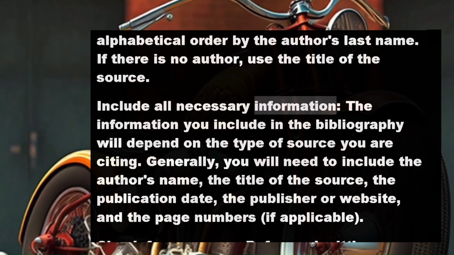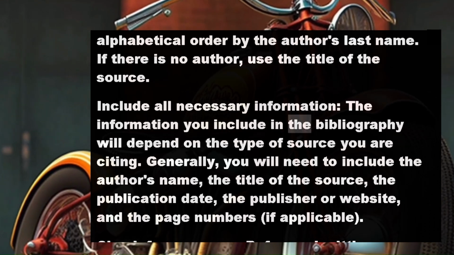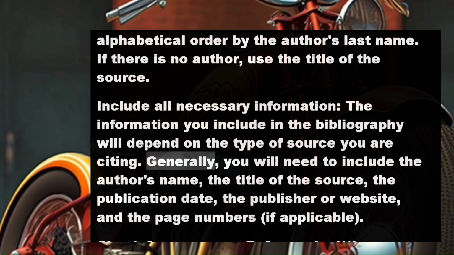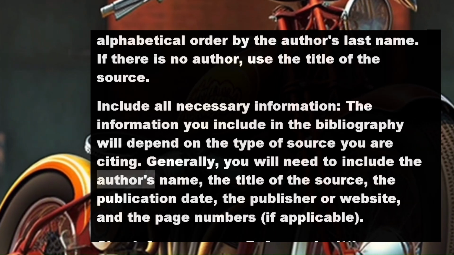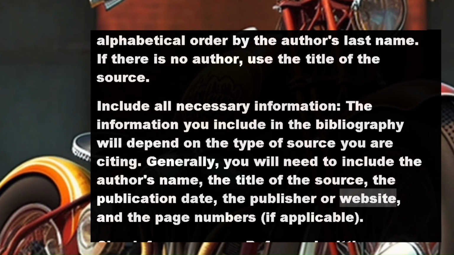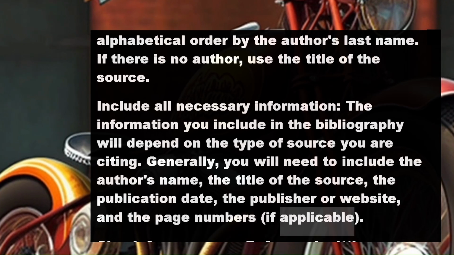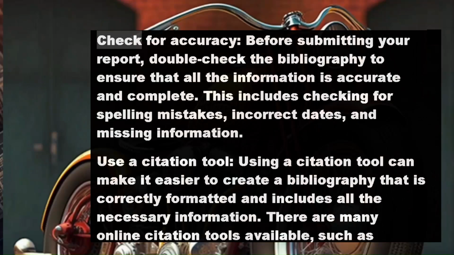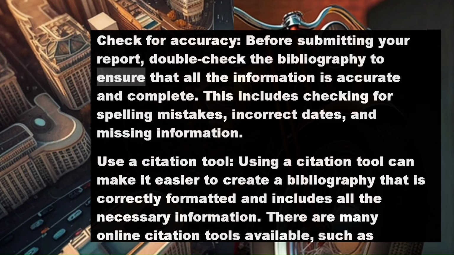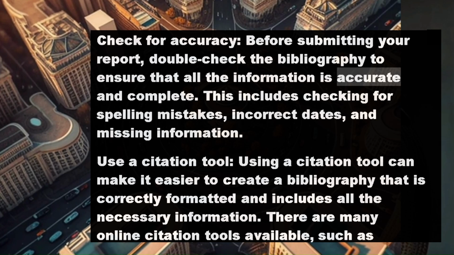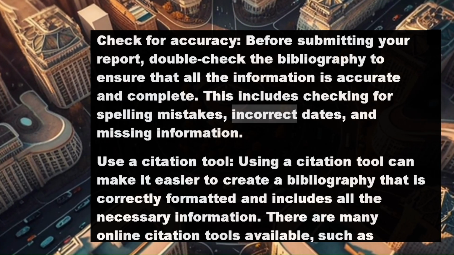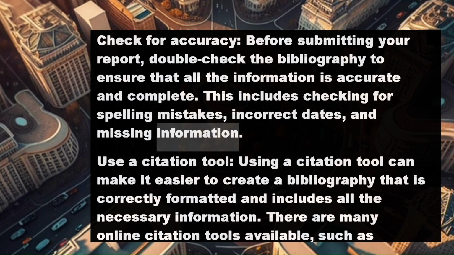Include all necessary information. The information you include in the bibliography will depend on the type of source you are citing. Generally, you will need to include the author's name, the title of the source, the publication date, the publisher or website, and the page numbers, if applicable. Check for accuracy. Before submitting your report, double-check the bibliography to ensure that all the information is accurate and complete. This includes checking for spelling mistakes, incorrect dates, and missing information.